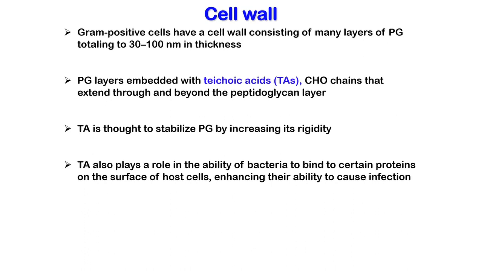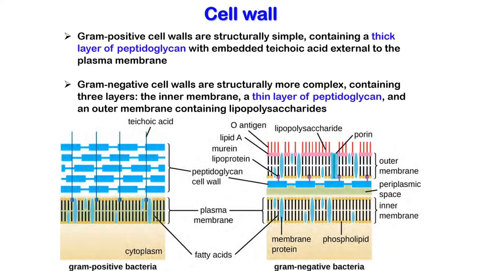So as well as having a slightly different structure of peptidoglycan to gram-negative cells, gram-positive cells also have a much thicker cell wall consisting of several layers of peptidoglycan. Gram-positive cells also have teichoic acids in their cell wall, and this provides them with increased rigidity as it stabilizes the cell wall. So as we said, gram-positive cell walls are structurally quite simple, containing thick layers of peptidoglycan with the teichoic acid embedded in there to give rigidity.